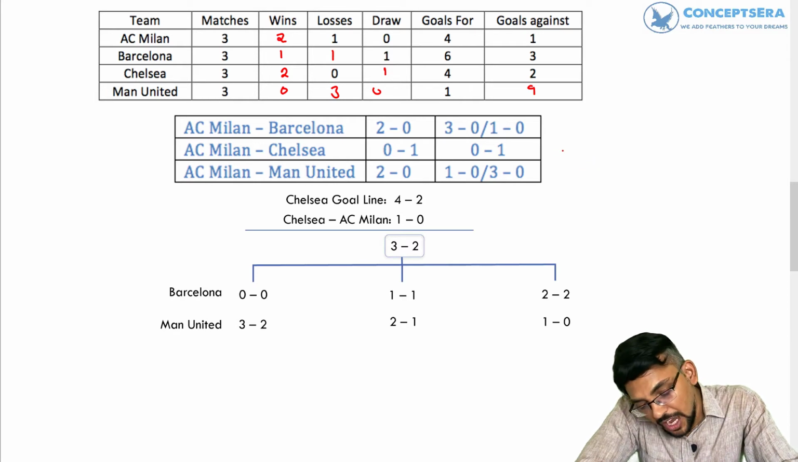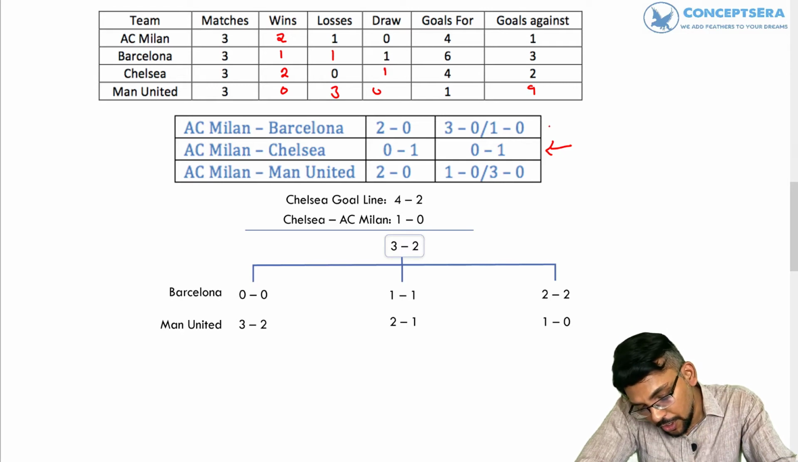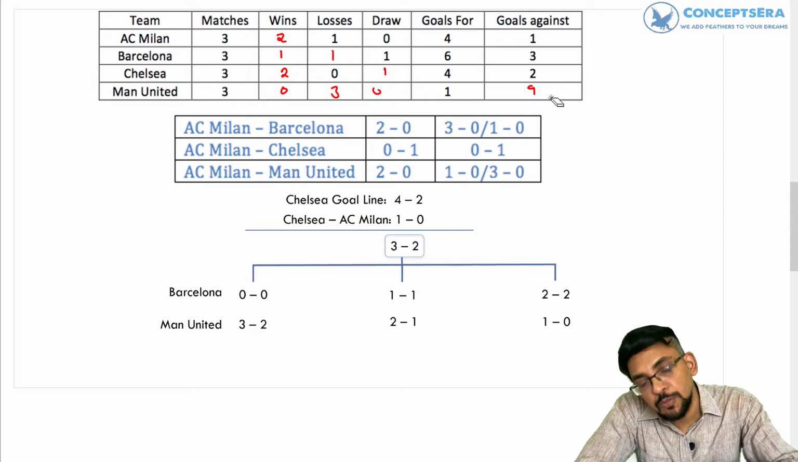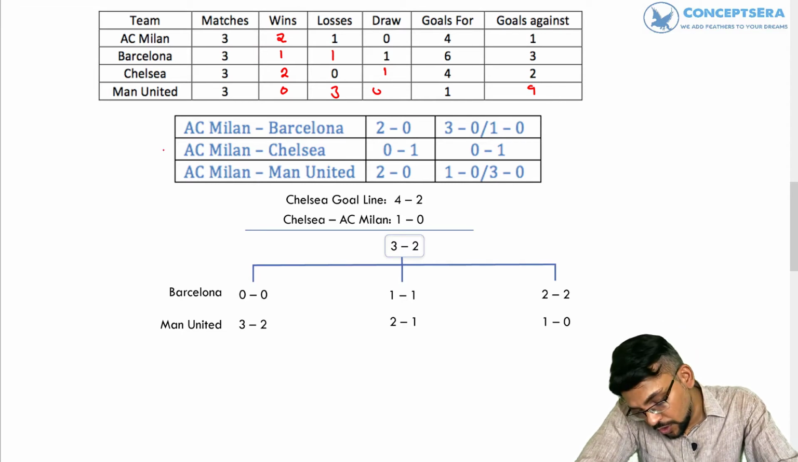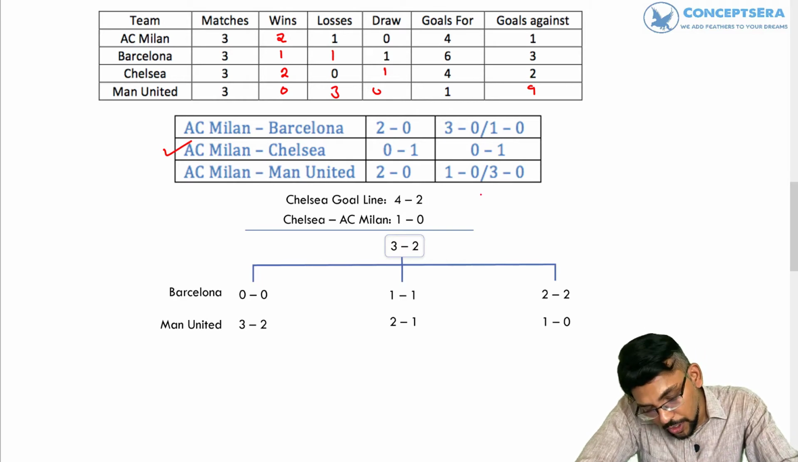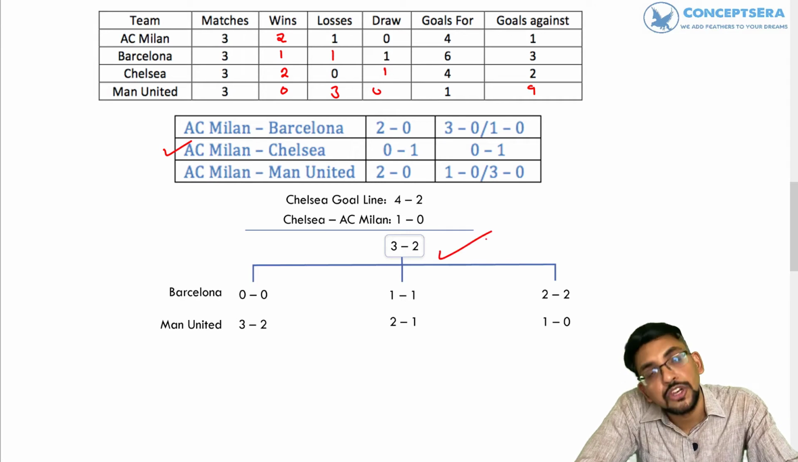When AC Milan played against Chelsea, the result was fixed at 0-1. But for the remaining 2, it is not fixed here. So we have to look for what the result can be. But when the result of AC Milan and Chelsea is fixed, we can pick the goal line of Chelsea, which is 4-2 here. So from the goal line of Chelsea, if we subtract the goal line of the match between AC Milan and Chelsea, the left out goal line will be 3-2.